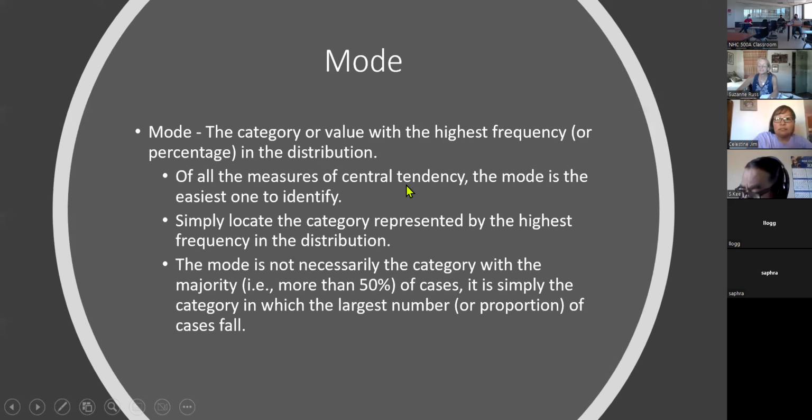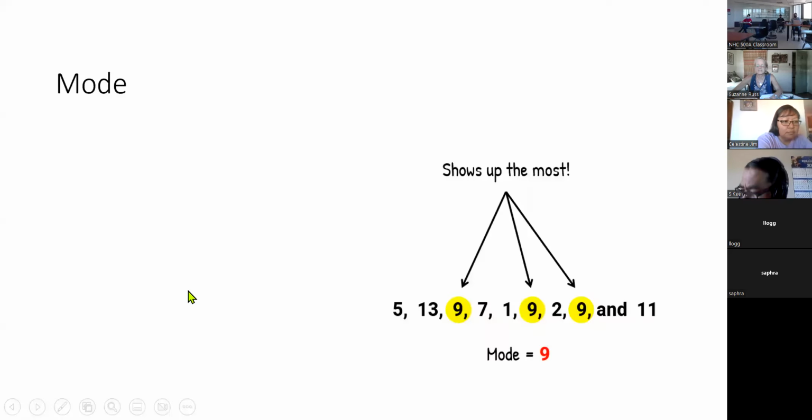And so the mode is really easy to identify. You just find out what category has the highest frequency. If you make a histogram, it is the number with the highest frequency in a simple frequency chart or a simple histogram. You can find the number with the most values. And it's not necessarily the majority. Like when we think of majority, that's more than half of the cases. It's just the category that has the largest number of cases.